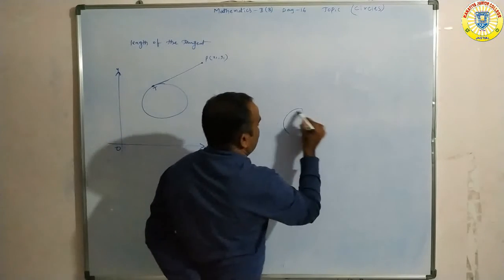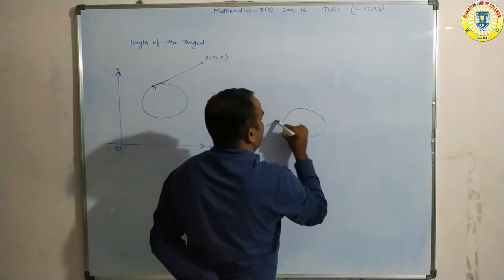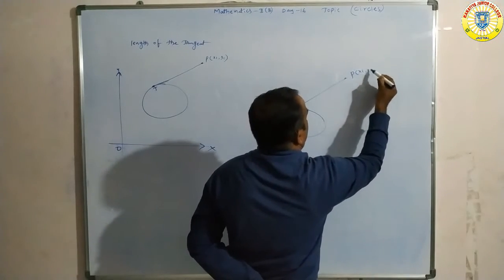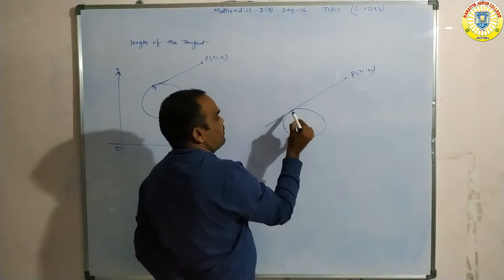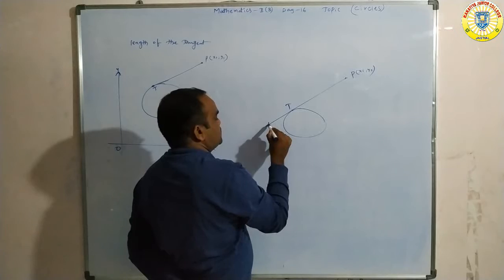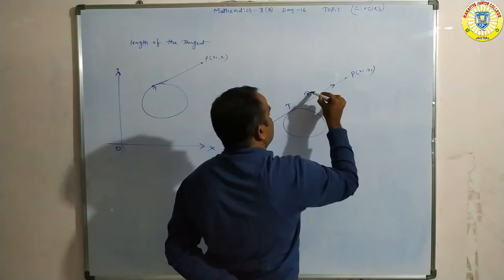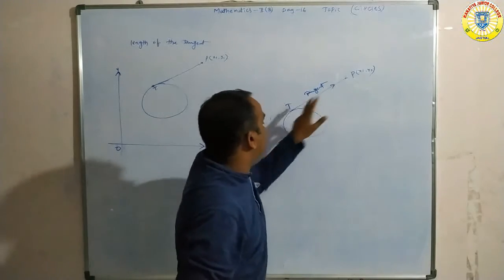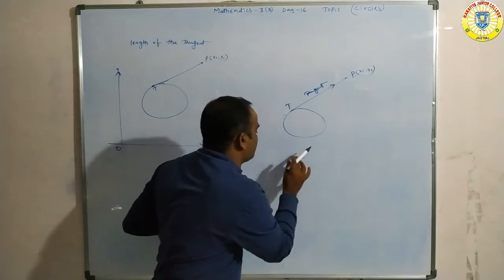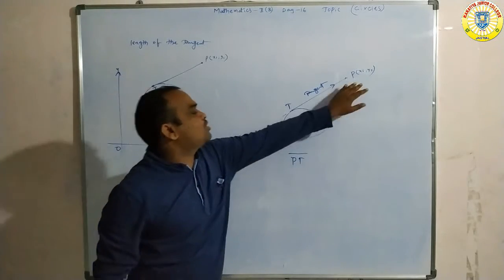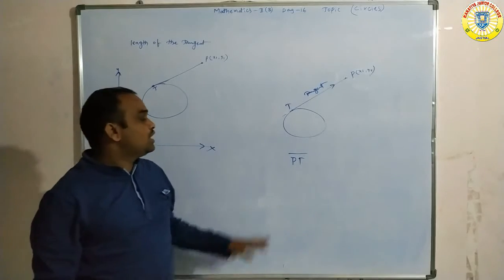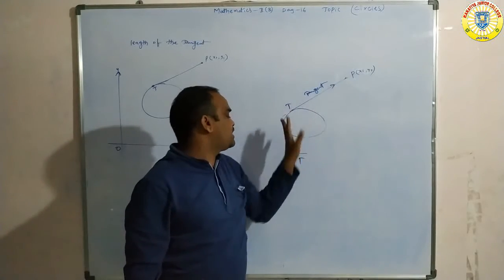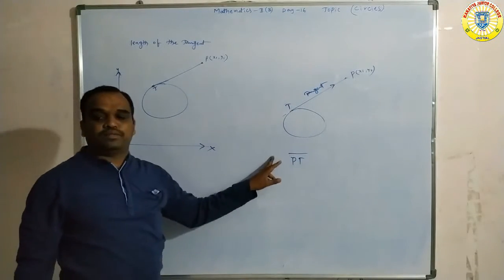So, observation first. This is the circle, and this is the tangent. Here we take the point P(x1, y1) as an exterior point of the circle, and T is the point of tangency. The line is called the tangent, but the line segment PT is called the length of the tangent from P to the circle S = 0. The distance between P and T is called the length of the tangent.